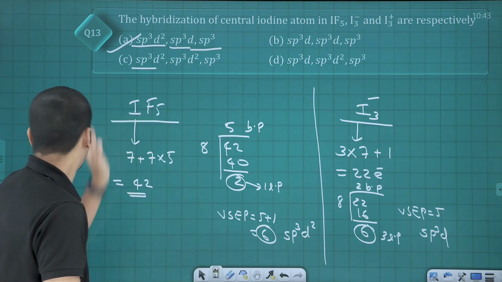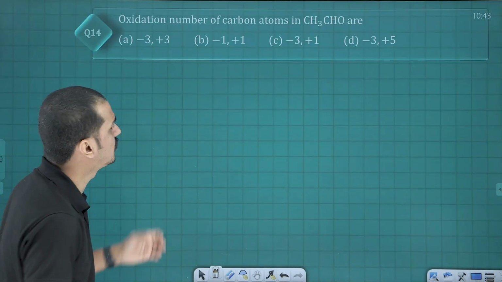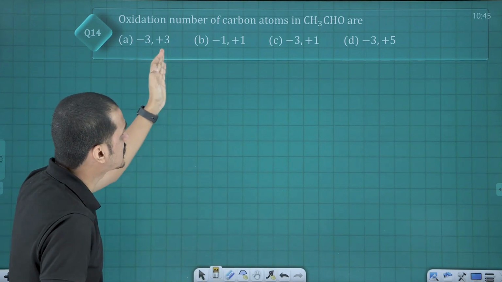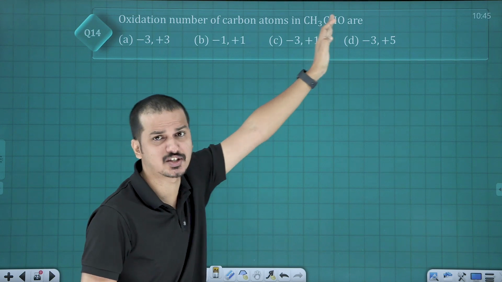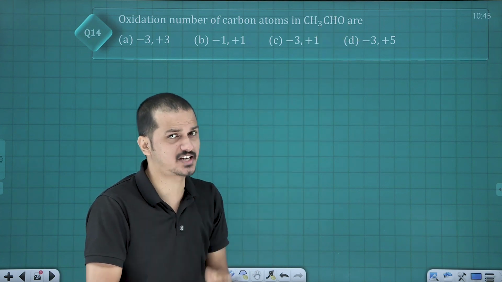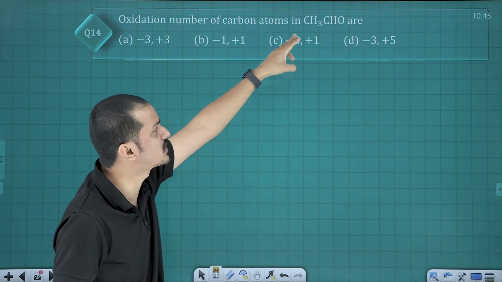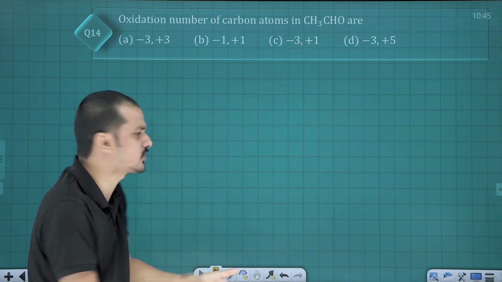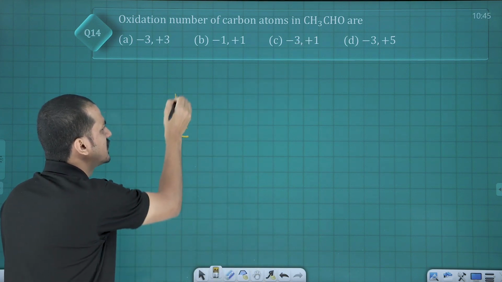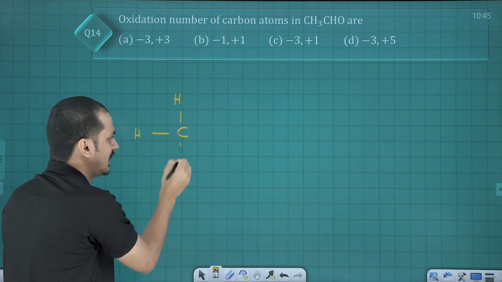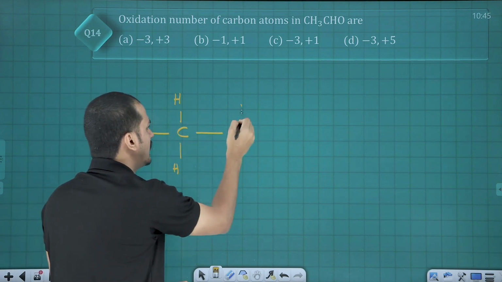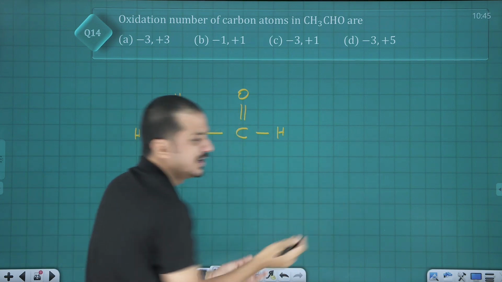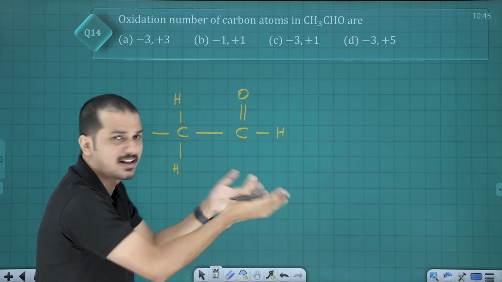Clear? We did the 13th question. You see how beautifully we are solving. Okay, clear. So dears, this is the next question. Oxidation number of carbon atom in CH3CHO. It's a question from redox reactions. Once you look at the question, the same element is coming 2 times, so it is better to draw the structure. That will be better. This is CH3, and CHO means C double bond O, H. Whenever you draw the structure, the probability of making errors decreases.